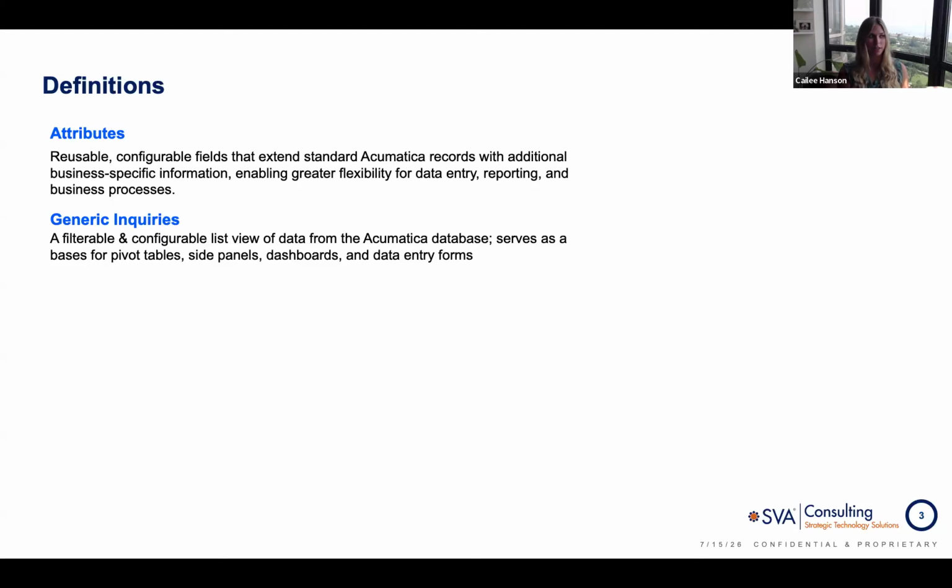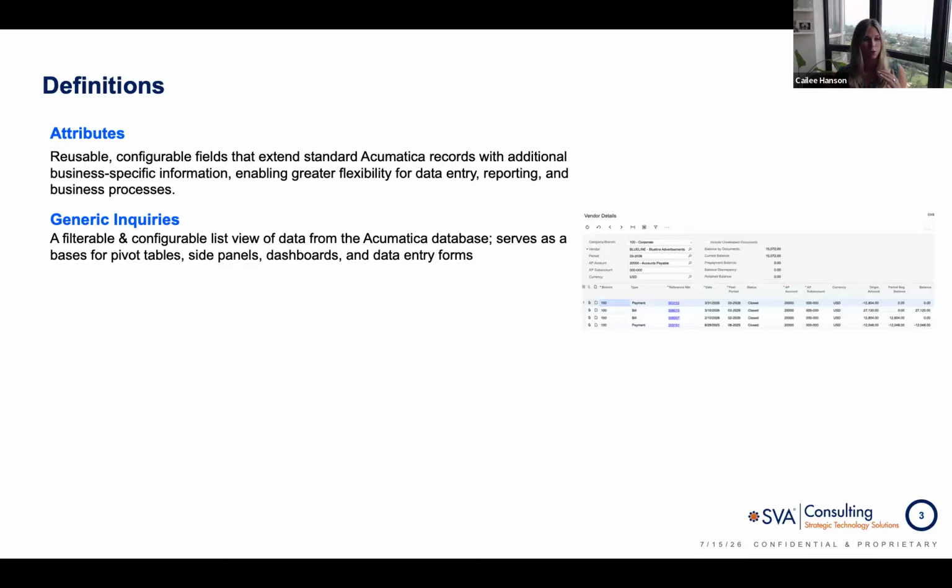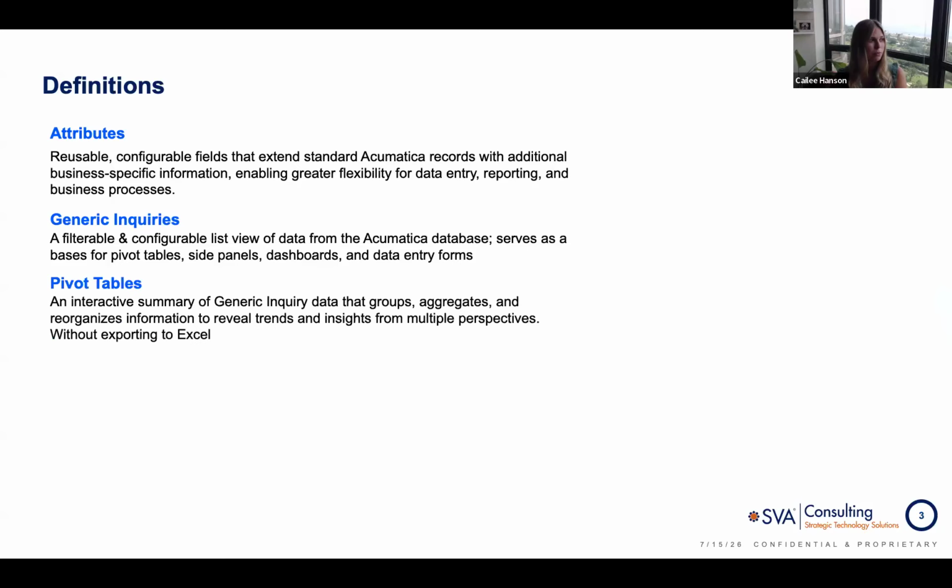And then they also serve as a basis for things like creating pivot table views or creating side panels or dashboards as well. So again, we'll see how we can start to configure those further from what exists out of the box in Acumatica today. And once we configure that further, those can be used as a basis for things like those dashboards and side panels. So here's one of those examples: anywhere you have that list view of data with the rows and the columns, that's going to be your generic inquiry, which we'll dive deeper into as well.